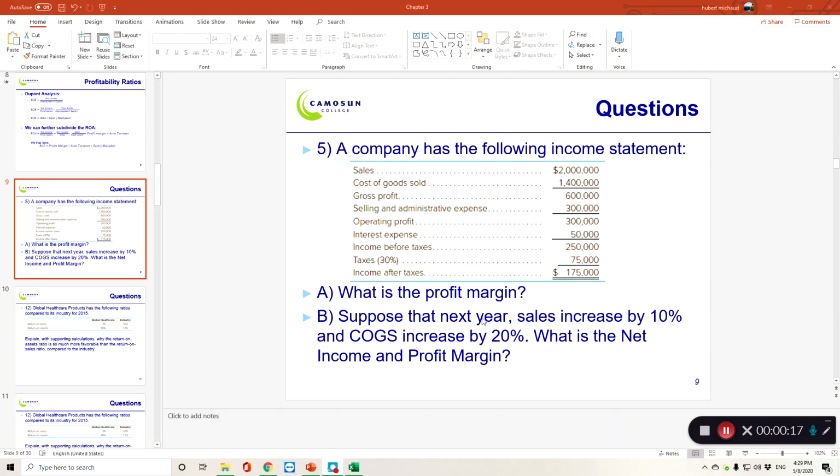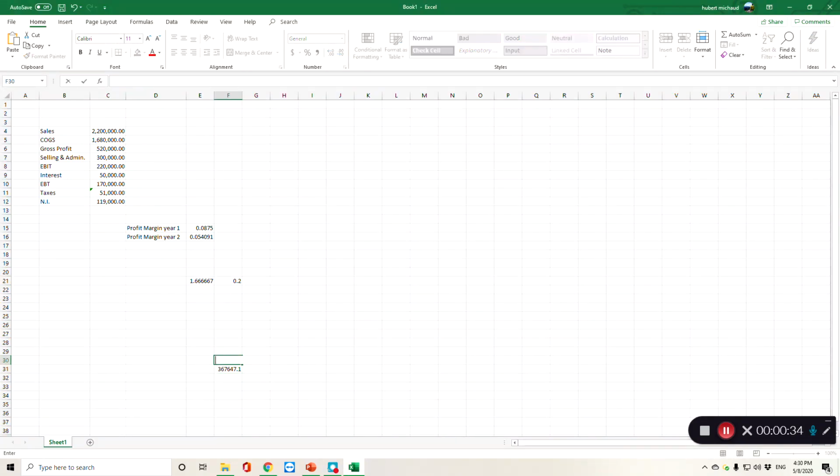Okay. Suppose that the next year sales increase by 10%, so my sales will be 2 million times 1.1. And the cost of goods sold increased by 20%, so my cost of goods sold would be 1.4 million times 1.2. Okay, I already did all of the calculation here. I have 2,200,000, and I have my new cost of goods sold, and then I think all of this is pretty straightforward.